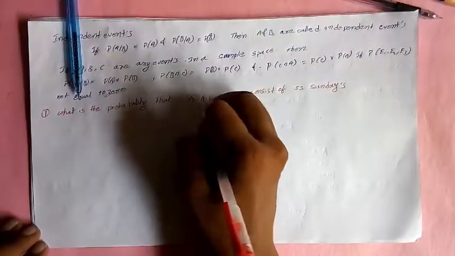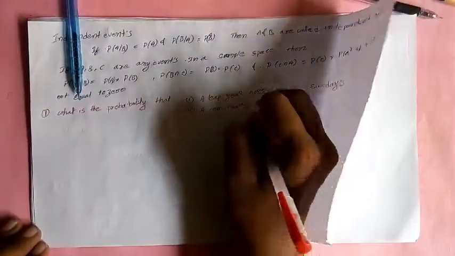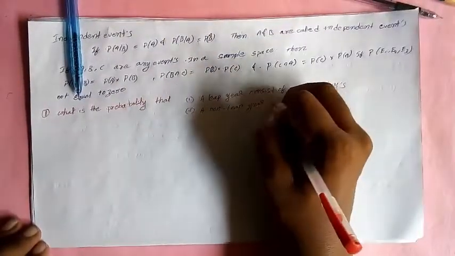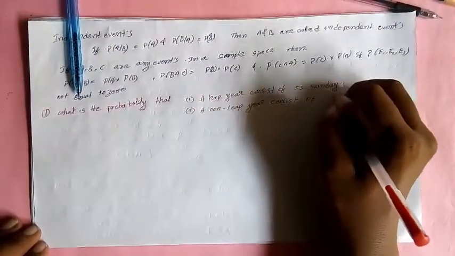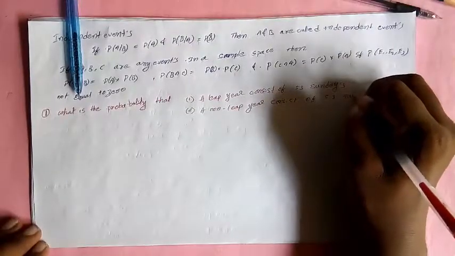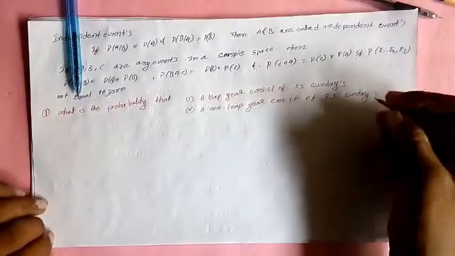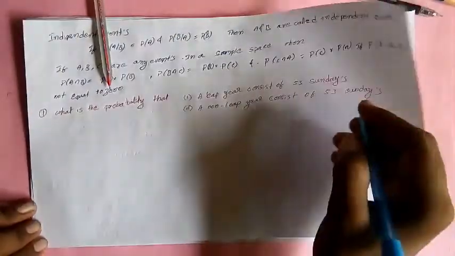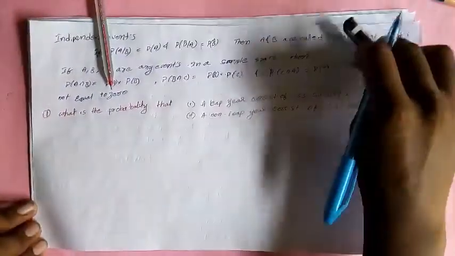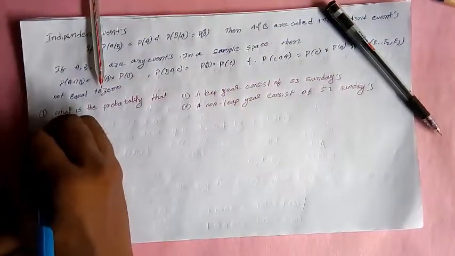And then the second one: a non-leap year consists of 53 Sundays. These are the two problems given. First we are solving the first problem.